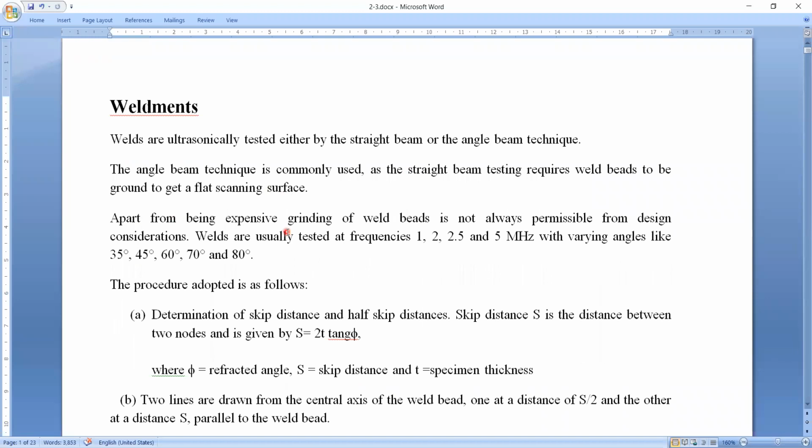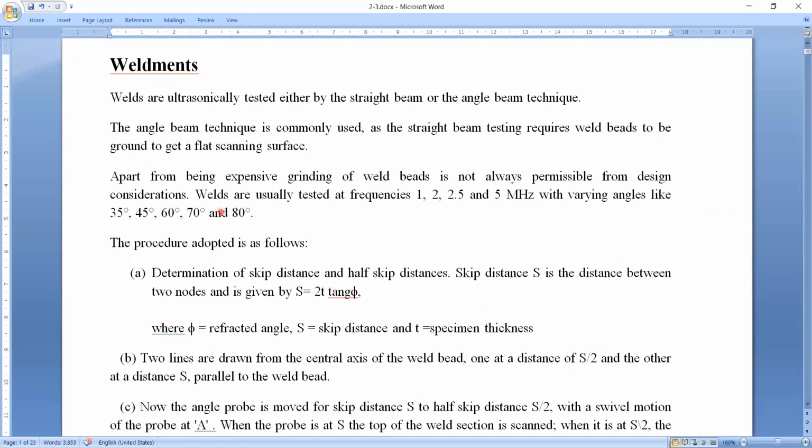Here we are using different types of frequencies for testing welds. What are these? 1 megahertz sound waves are used, 2 megahertz, 2.5 megahertz, up to 5 megahertz, 1 to 5 megahertz sound waves. So these frequencies are used for testing the weldments. At the same time, angle beam projections are like this. So we can use 35 degrees angle. We are projecting the sound waves into the weld bed at 45 and 60, 70 and 80 according to the position of the weldment.